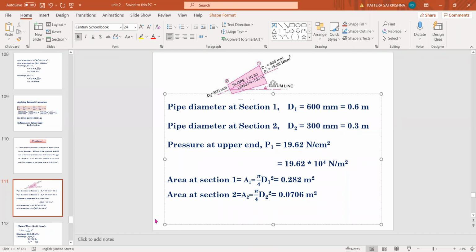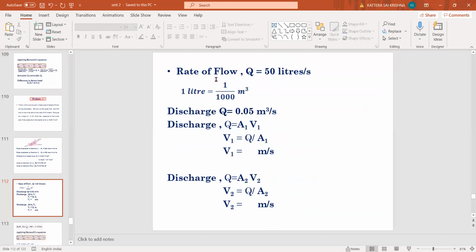Now the discharge is given in the question, to find the pressure at the lower end. The rate of flow is 50 liters per second. Convert that into meter cube per second. We already know 1 liter equals 1 by 1000 meter cube, so the discharge becomes 50 by 1000, that is 0.05 meter cube per second.